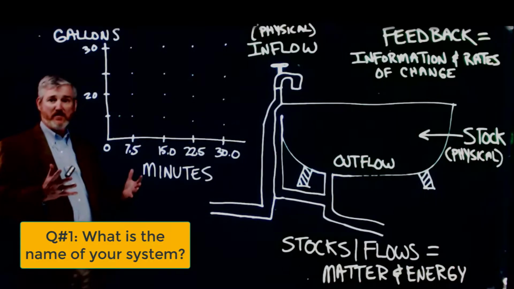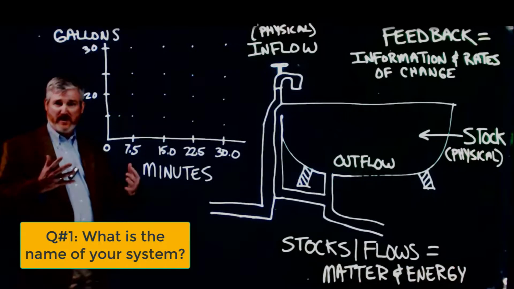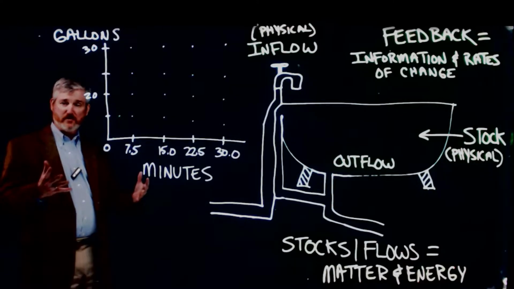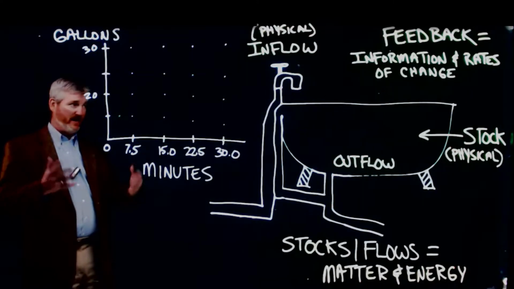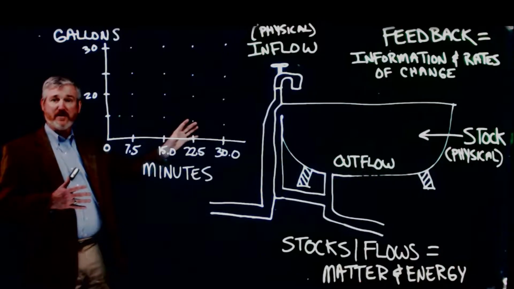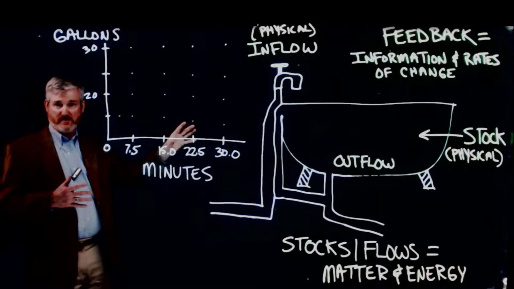What is the name of your system? You're going to be doing an exercise on your own, looking at a system that interests you, and you're going to have to identify it. So in this case, it's fairly easy to identify that this is a bathtub system.